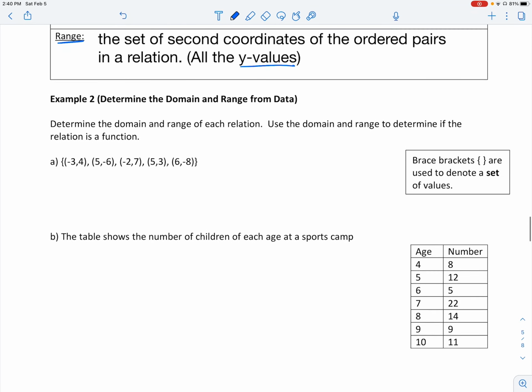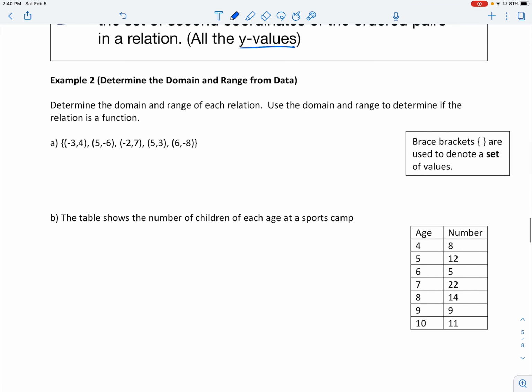Okay, so let's do a couple examples of this. In this video today, we're only going to be looking at finding the domain and range for data sets. In the next video, we'll do it when we're looking at graphs or equations. Okay, so in this example, it says determine the domain and range of each relation. Use the domain and range to determine if the relation is a function.